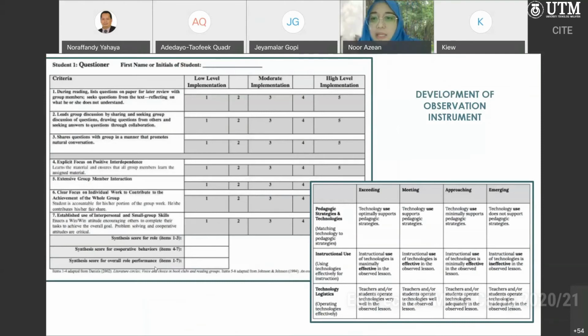So the last part is another example of the observation form, which is like a rubric. I love to create with rubrics. My research also involved creating rubrics. My PhD also involved creating a new rubric. So this is observation based on the rubric that you develop one by one.